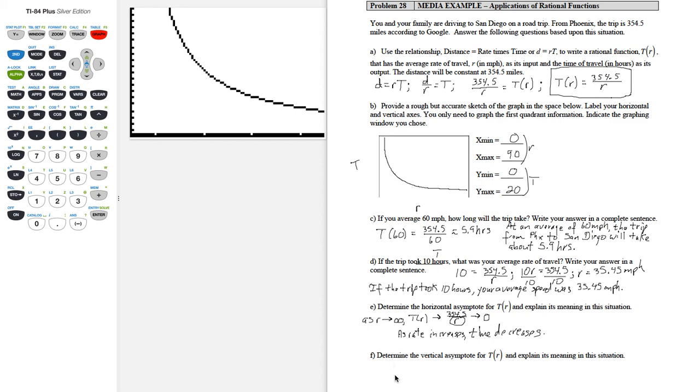For our vertical asymptote, we want to find the value of r that makes the denominator 0. The denominator is r, so r equals 0 makes the denominator 0. That's the vertical line that goes through the vertical axis right here. That's the vertical asymptote, the guiding line for the function. But what it really means in the context of this problem is that our rate for this model cannot equal, or will never reach, 0. So we'll never be standing still in this model for the trip to San Diego.